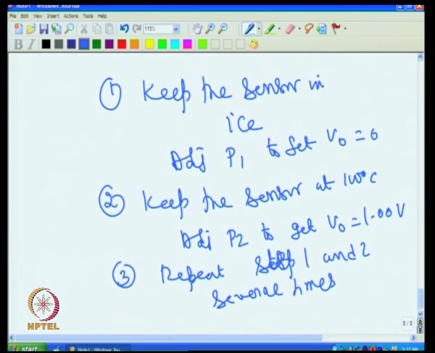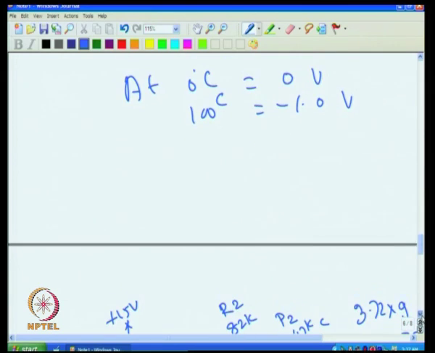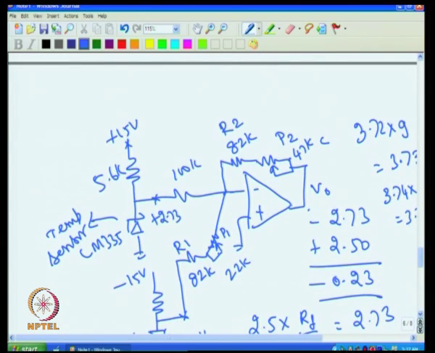Once it is done, then we can use this for temperature measurement. Once it is calibrated, if you put it at 50 degree C, then you will get 0.5 volt. If you keep it at room temperature, then you will get 0.25 volt. This is how the operational amplifier is used here for temperature measurement.